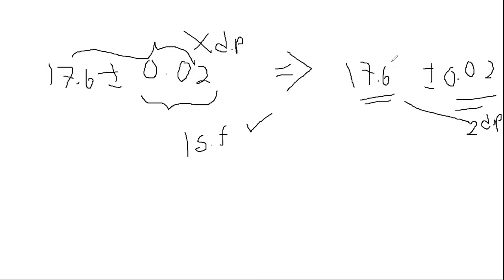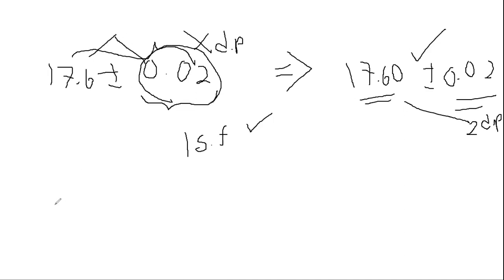17.6. You put a 0 there, so 2 dp. Now correct. So both of them are 2 dp. Okay, so another one. So what is the 2 rule? The error must be 1 SF. Both values must be the same dp.